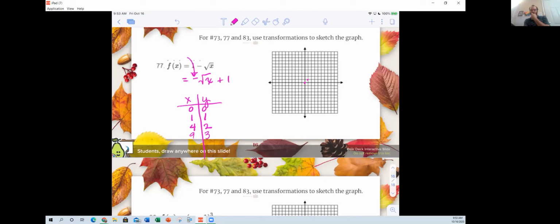So I'm going to go ahead and graph this. It's 0, 0, 1, 1. 4, 2, and 9, 3. Okay, so this is my parent function right here. This tells me to flip over the x-axis.